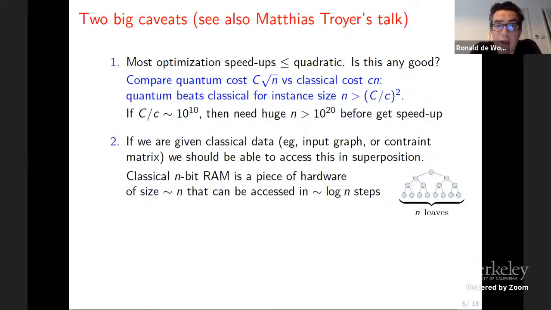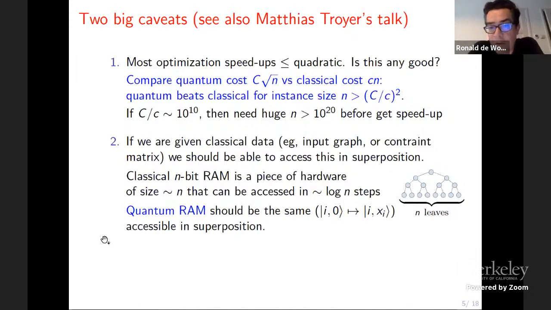This is really a cartoon picture of how random access memory works in a classical computer, but I think it's good enough for the purposes of this talk. And a quantum random access memory should be somewhat similar, right? Sometimes people call this a quantum classical random access memory because I only care here about memories that store classical bits, but that I can somehow access in superposition.